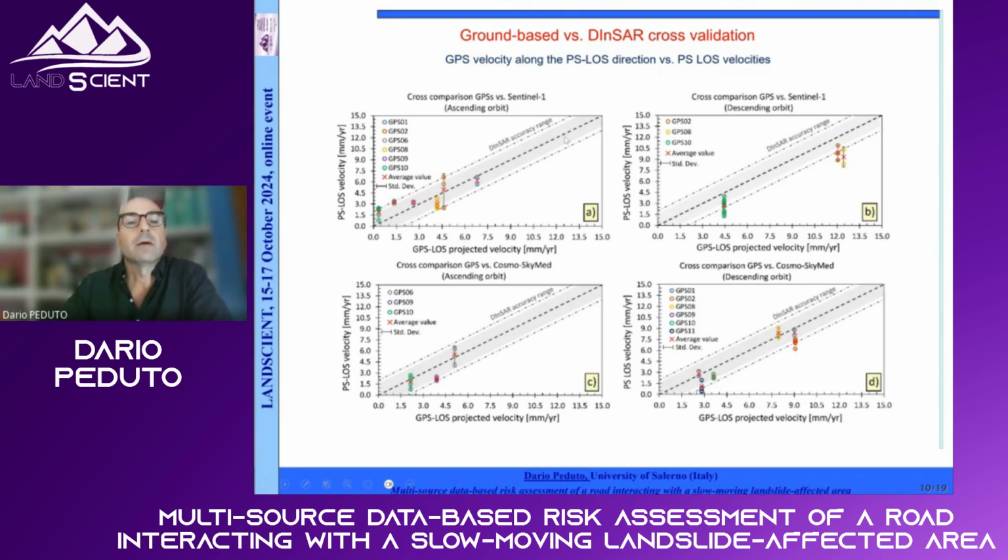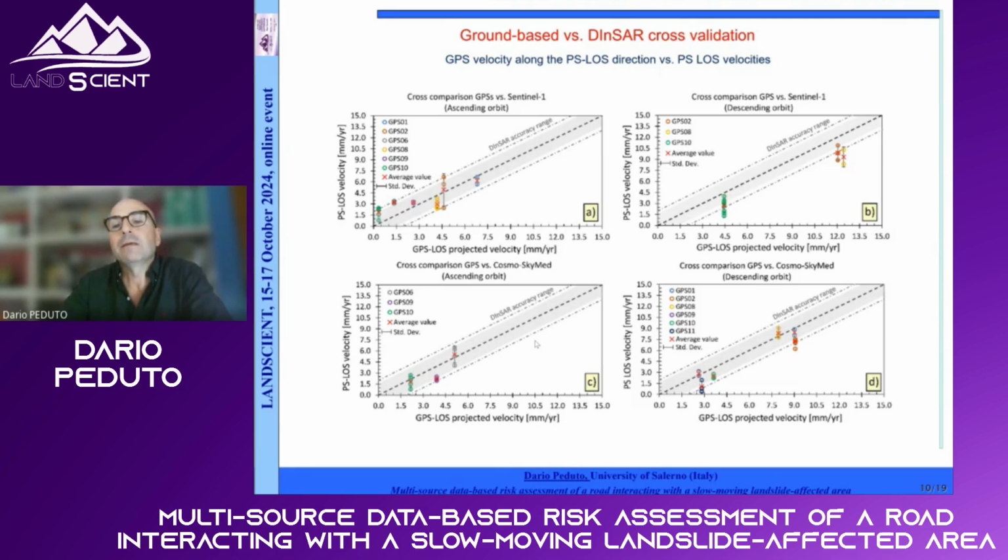As you can see, both for Sentinel, the first two graphs, and for COSMO-SkyMed, the second graph, we can see that the accuracy of the measurements from SAR data falls within this threshold, this gray strip that is between 1.5 and 2 millimeters per year, which is typical in the literature.